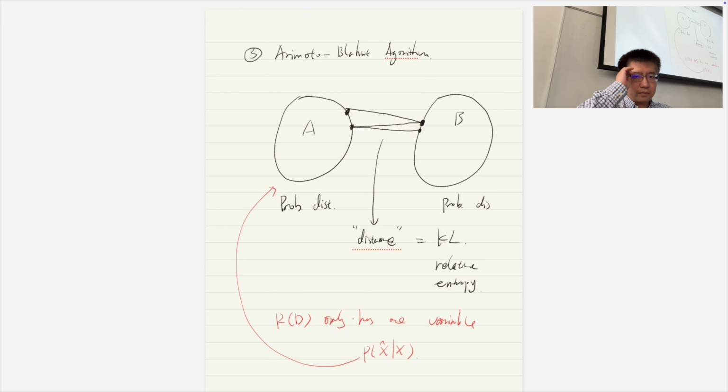So how can we use this idea? We need to find these two optimization problems, each of which has one variable. But for the rate distortion problem, we only have one variable, which is p(x̂|x). We don't have two. Then how can we apply this approach? We stopped right there, so we're going to continue talking about that in this class.